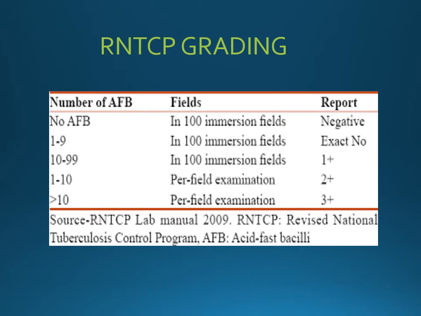The third: when there are 10 to 99 bacteria within 100 oil immersion fields, you give 1 plus. If it is 1 to 10 per field, it is 2 plus. And if you notice more than 10 bacteria per field, it is 3 plus. What is the significance of this RNTCP grading? When we do this grading in ZN staining, we are able to know how infectious the patient is. If the patient is 3 plus, there is a very high chance that he is spreading the infection to all persons who come in contact, by droplet infection.